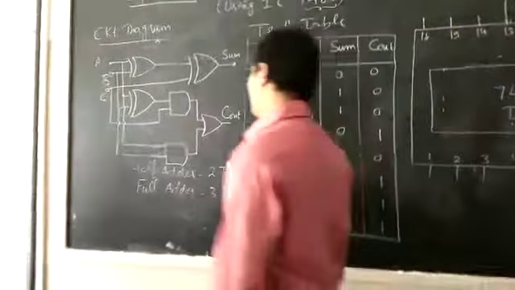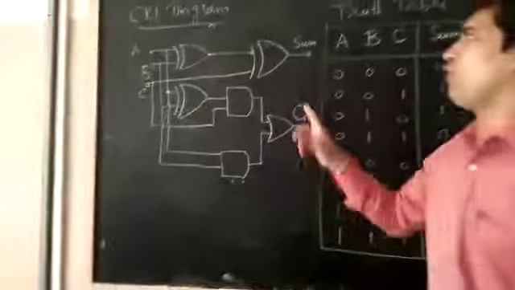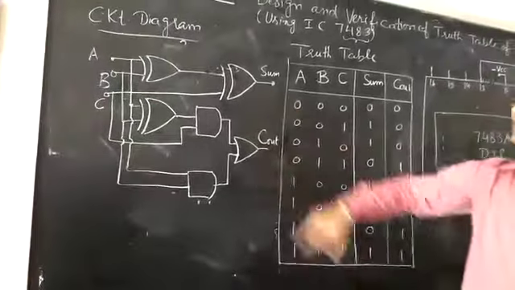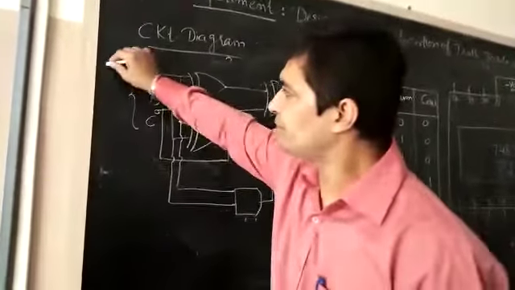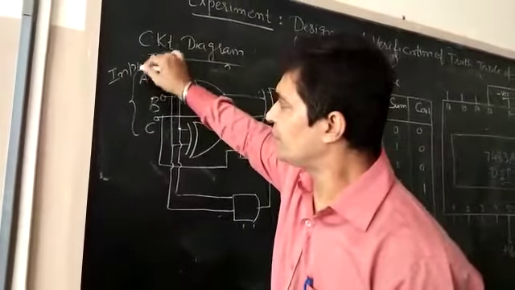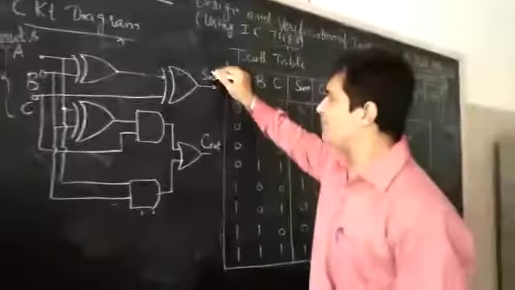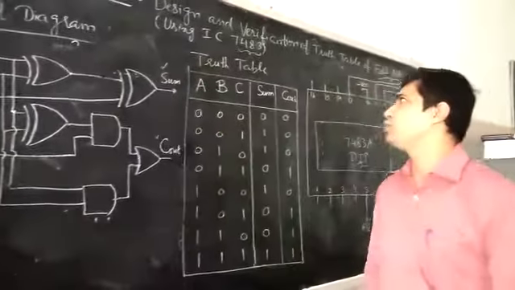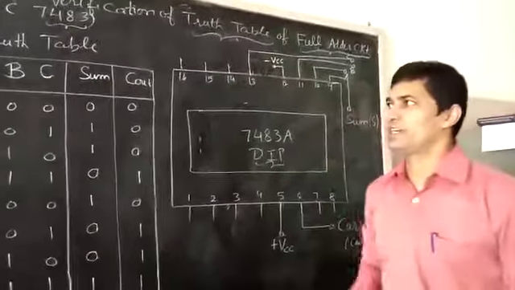Now its circuit diagram. This is the circuit diagram of the full adder circuit. Here you will check that these are the three inputs, and these are the two outputs, sum and carry. We have to verify the truth table. So here is the truth table.